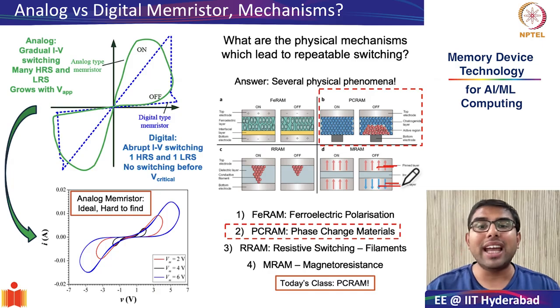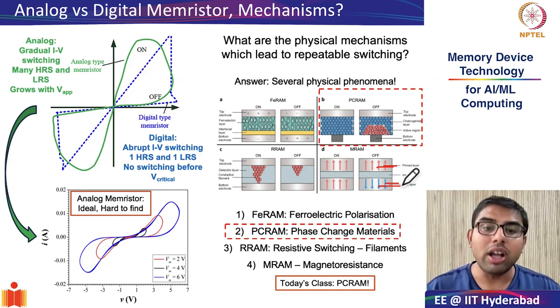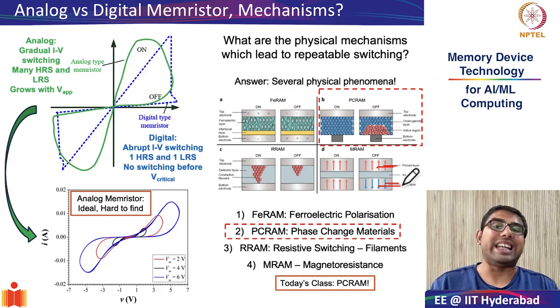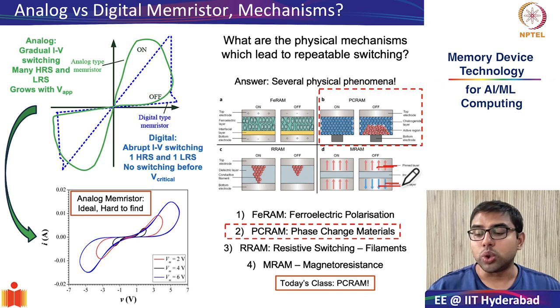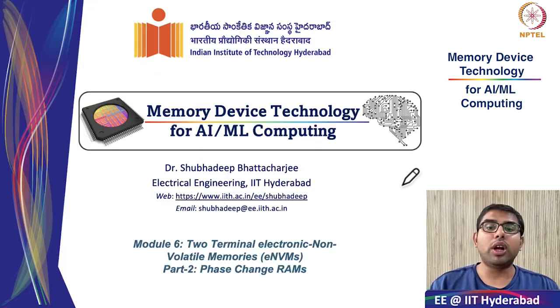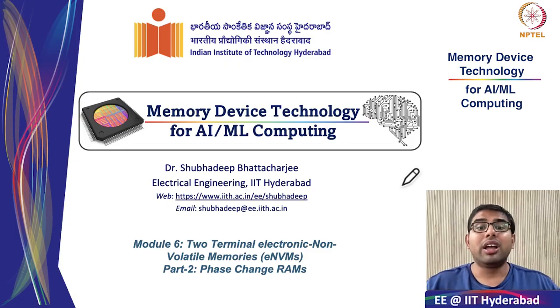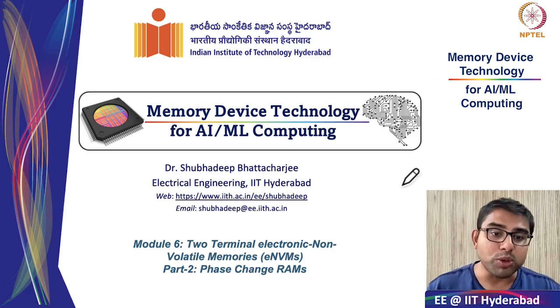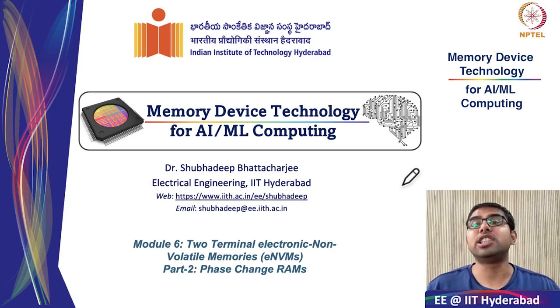So today we begin our study with understanding of phase change materials based RAMs. This is the second part of our sixth module, where we will go to individual physical mechanisms and see the random access memory technologies that come out from these different physical mechanisms. So let us begin with phase change RAMs.